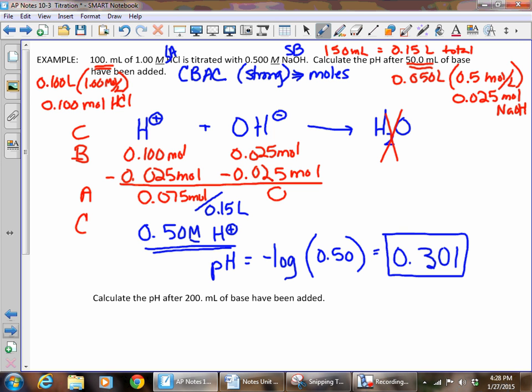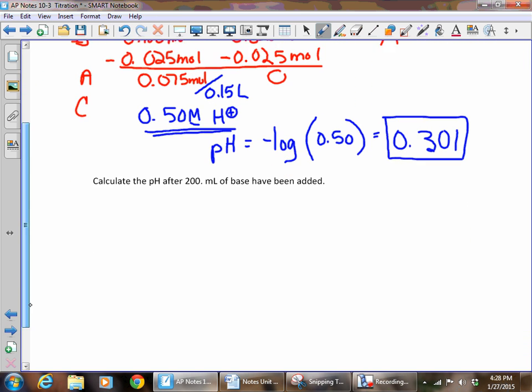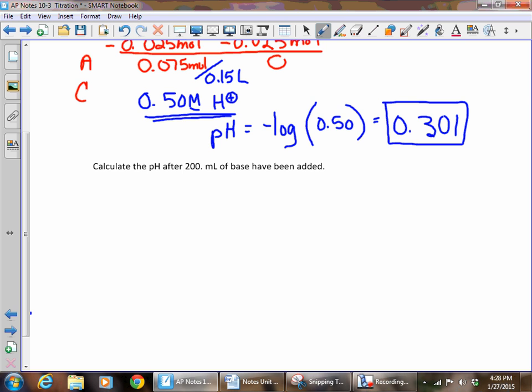Now this is at the beginning, and through each one of these titration types, we're going to do a calculation before we reach the endpoint, a calculation when the endpoint is reached, and then a calculation for after the endpoint, so we can see what will happen at every point in this process. So in this next one, we've got the same system. We've got H plus plus OH minus yielding H2O. This time, we want to know the pH after 200 total milliliters of the base have been added.